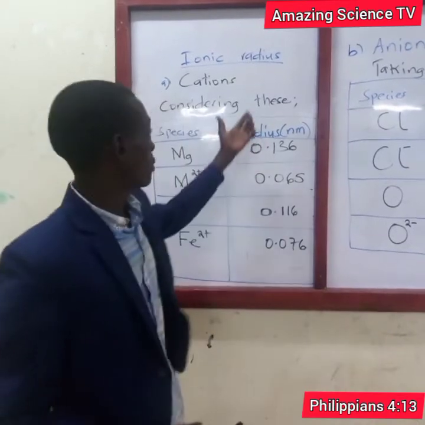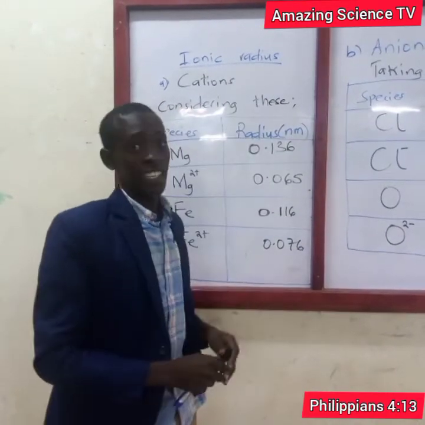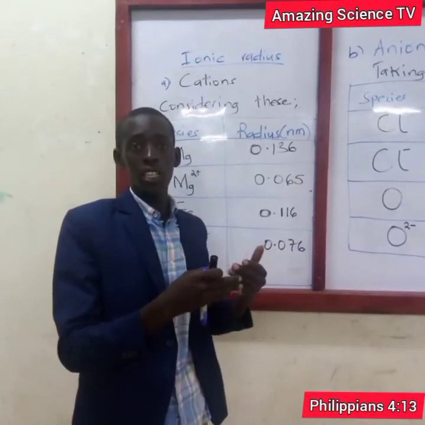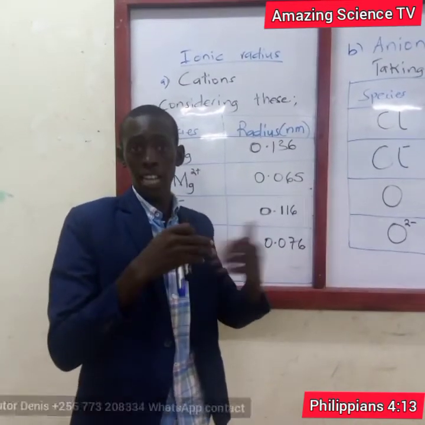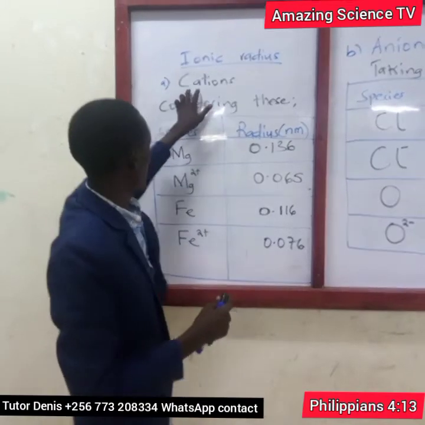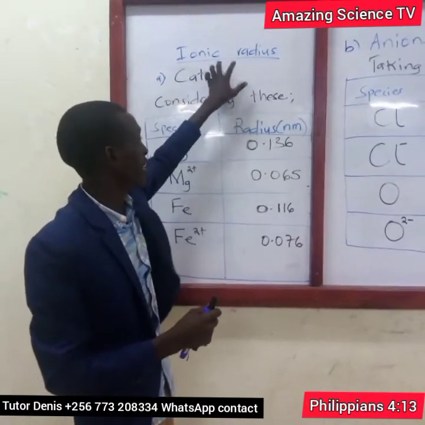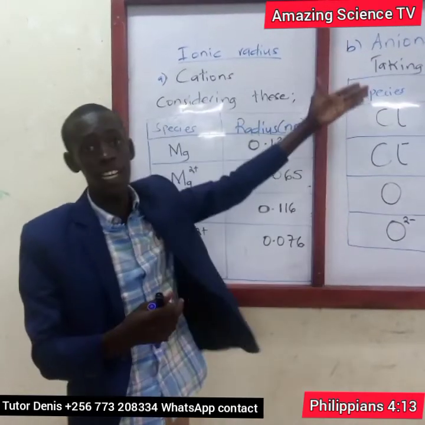So today we are going to be looking at ionic radius. Ionic radius is the distance between two neighboring ions. So we are under ionic radius. We shall talk about cations, the ionic radius, how it varies in cations and anions.